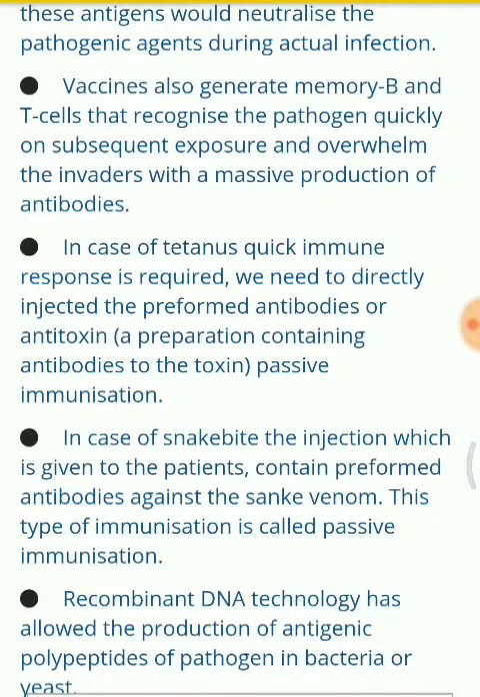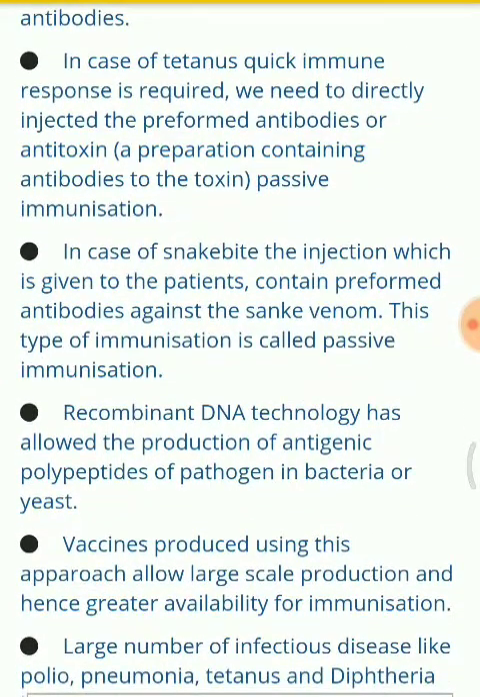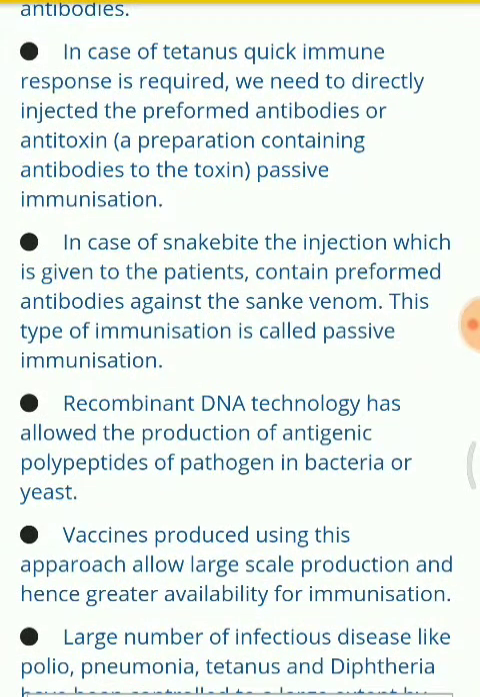In case of tetanus, a quick immune response is required. We need to directly inject the preformed antibodies or antitoxin, a preparation containing antibodies to the toxin. This is passive immunization. In case of snake bites, the injection given to the patient contains preformed antibodies against the snake venom. This type of immunization is called passive immunization.